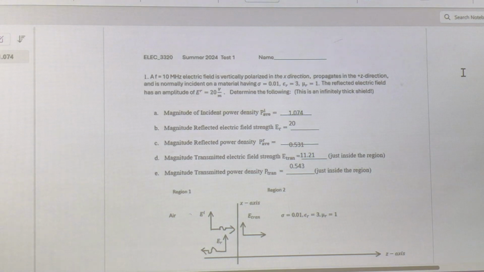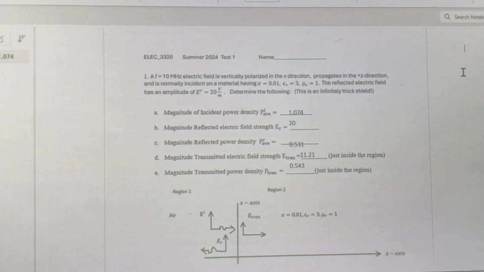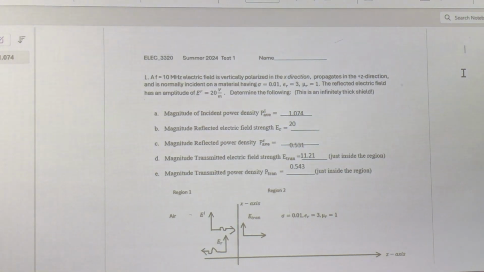Let me go through this. First of all, the frequency is 10 megahertz, not 9 gigahertz. All right, so 10 megahertz, not 9 gigahertz. And it's vertically polarized, normally incident, propagates in the z direction, is normally incident on the material with sigma at 0.1, epsilon relative 3, and mu relative 1.